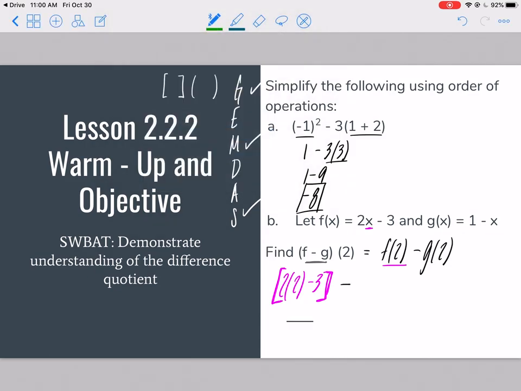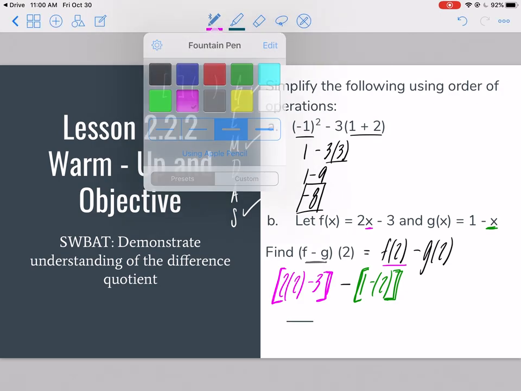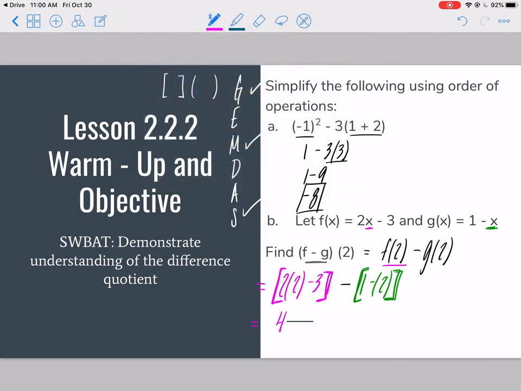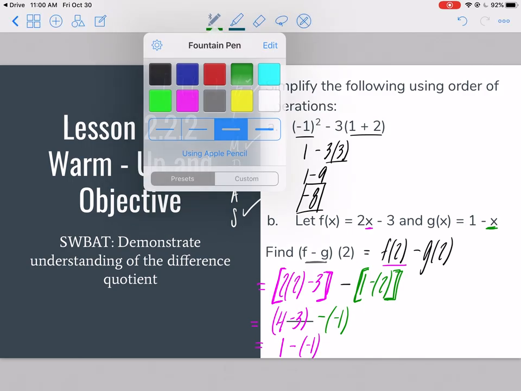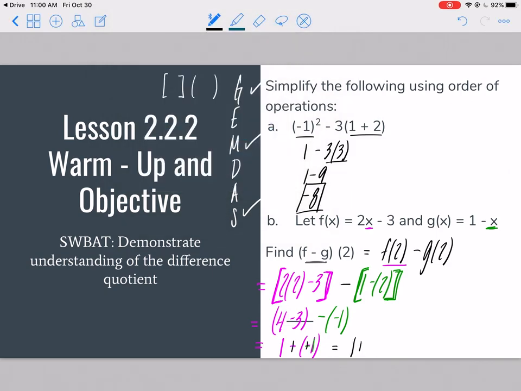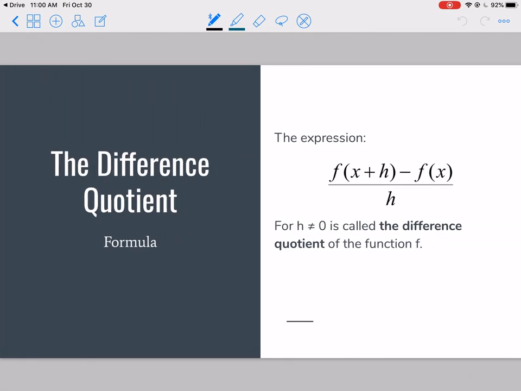So that would be 1 minus 2. Plug that in for x here. Okay, and then I'll simplify those first before subtracting them. So 2 times 2 is 4, and then minus 3. And then we've got 1 minus 2, which is a negative 1. Okay, and then here 4 minus 3 is 1. 1 minus a negative 1 becomes a positive 1. I'll write that in that same color. And so 1 plus 1 becomes 2. And then we're done.